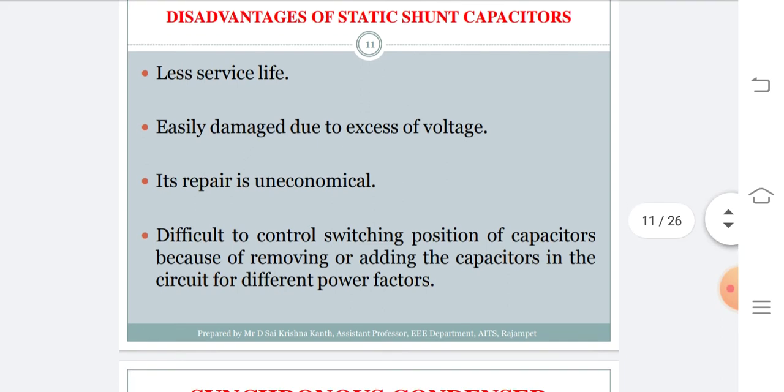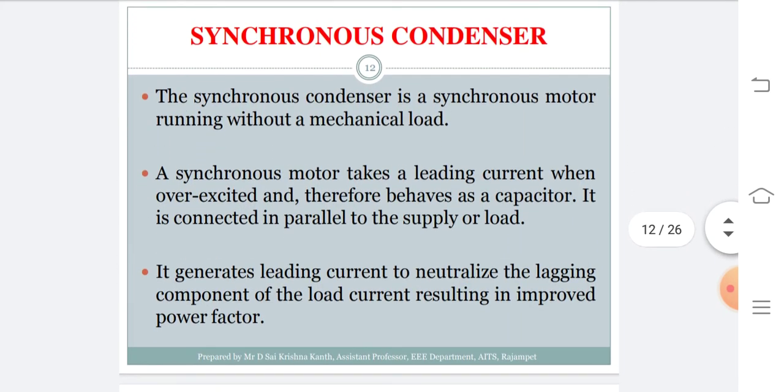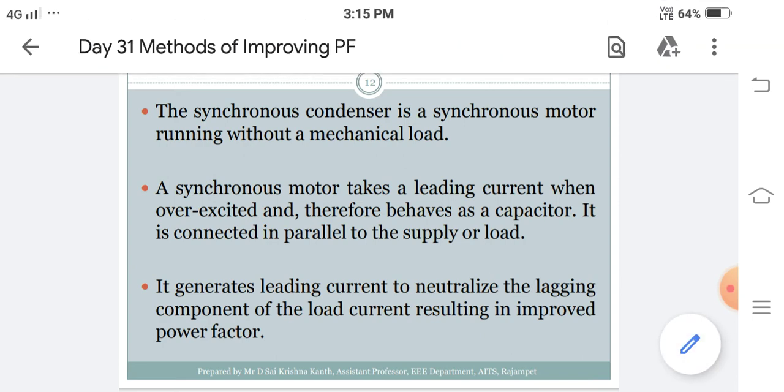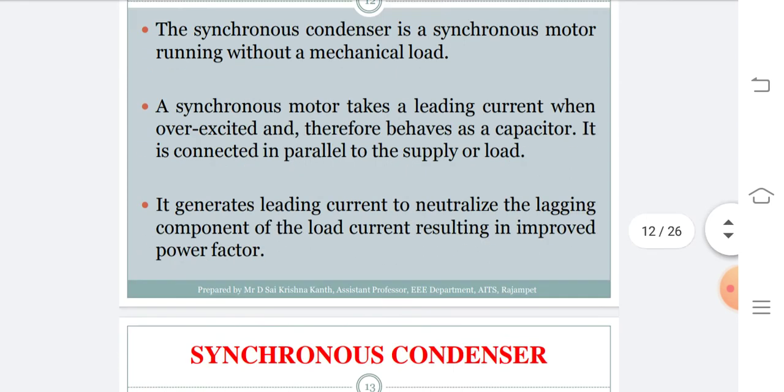Moving ahead with the second method of power factor improvement, that is the synchronous condenser. A synchronous condenser is a synchronous motor running without mechanical load. So it takes the leading current and gets overexcited, resulting in injection of a leading component of current into the network, such that this synchronous motor is connected across the supply or across the load, so that it produces a leading component of current to tend to neutralize the lagging component of current, resulting in an improved power factor.